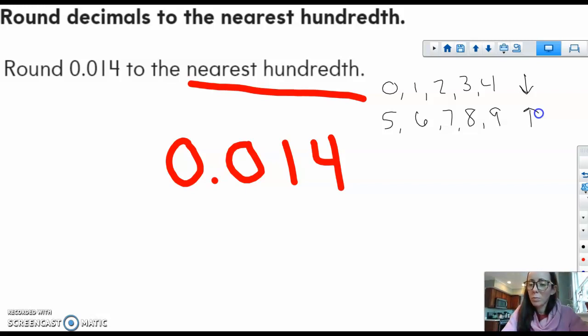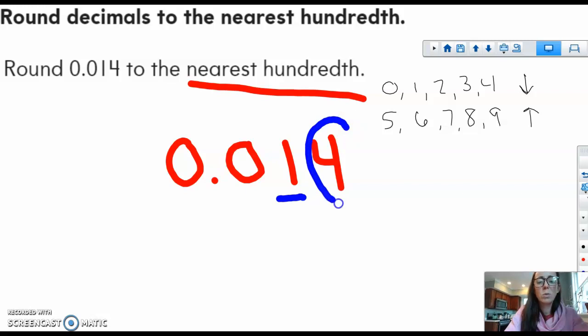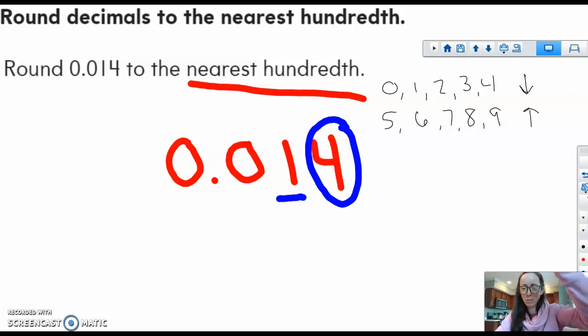Okay, so now I'm ready to do my rounding. I'm rounding to the nearest hundredth. So I'm going to underline the digit in the hundredths place, which is my 1. That's going to help me focus on which digit I'm really working with. And then I always circle the digit to the right. The 4 that I circled is going to tell me what to do with this 1. So the 4 is going to determine whether or not I round that 1 up to 2 or keep it the same at 1.